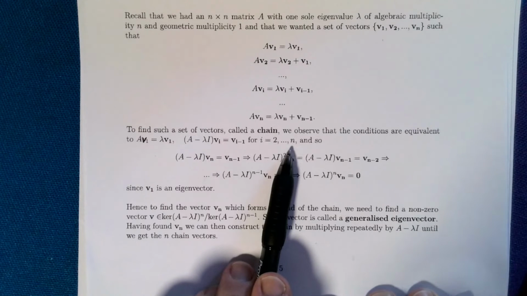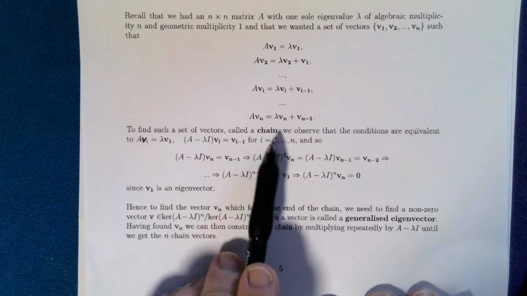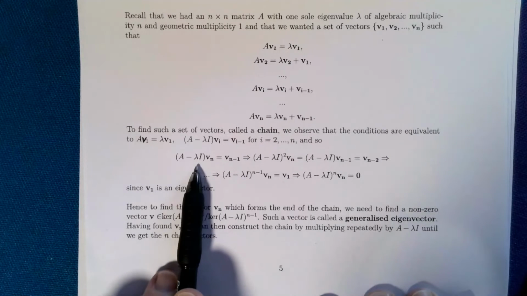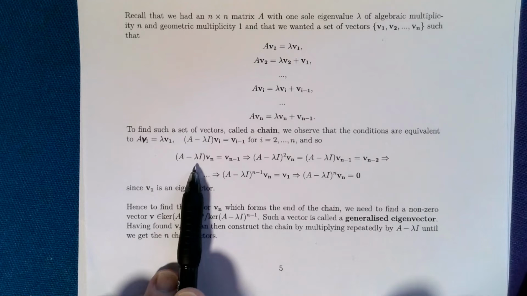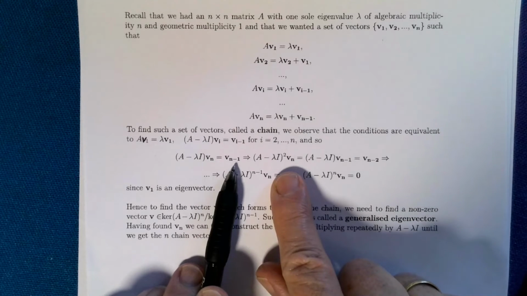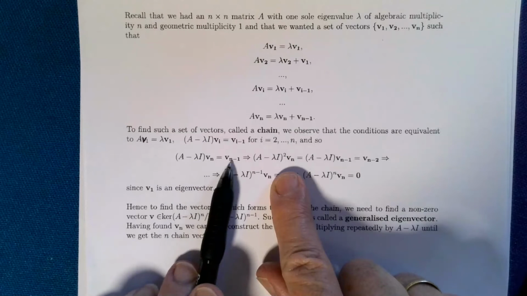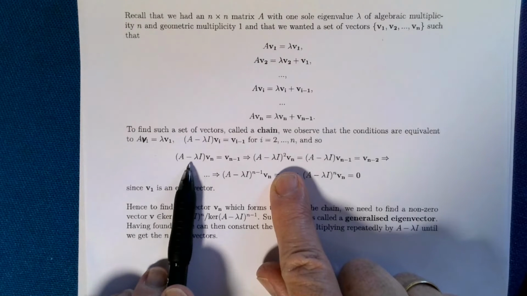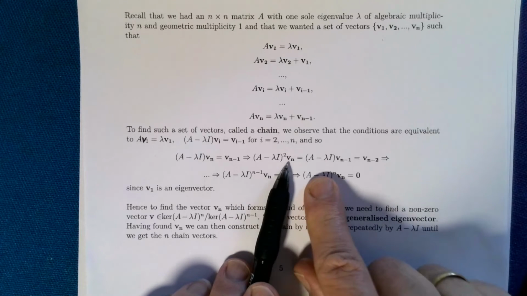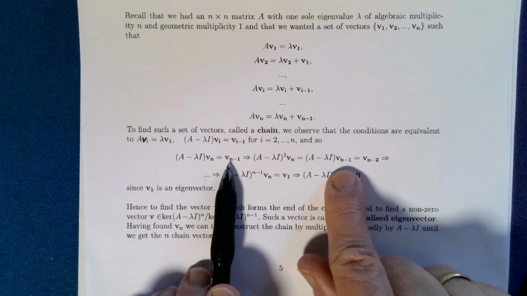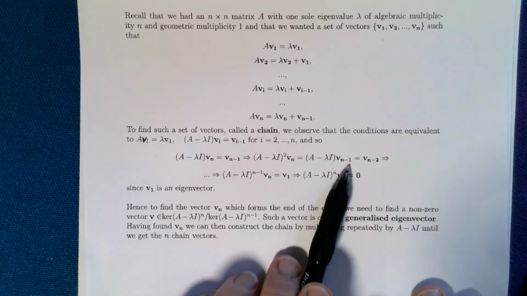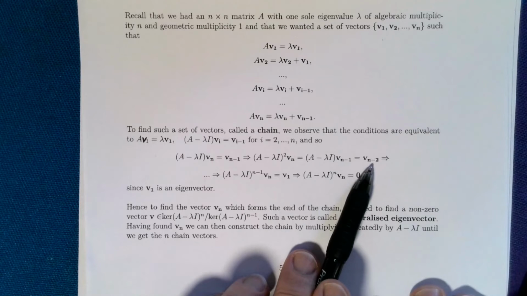So look what happens when we do the last one. I do the same thing: I pull that term on the other side and factor it out, so I get (A minus lambda I) times Vn is Vn minus 1. I can now multiply both sides of this by A minus lambda I again, so I get (A minus lambda I) squared times Vn is (A minus lambda I) times Vn minus 1. But (A minus lambda I) times Vn minus 1 gives me the vector just back 1.